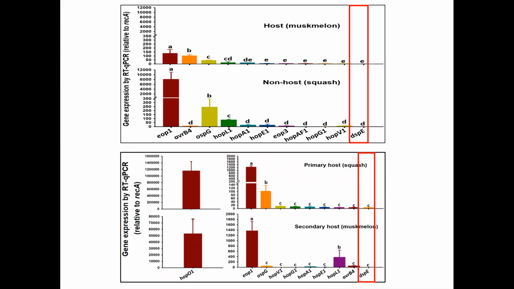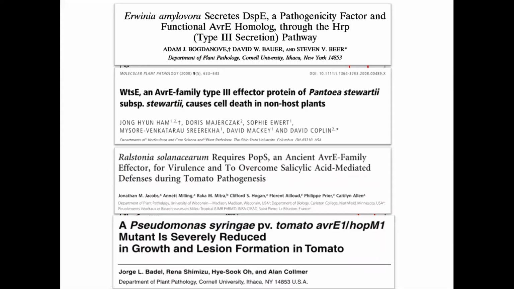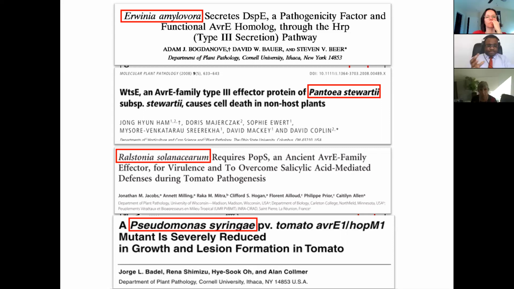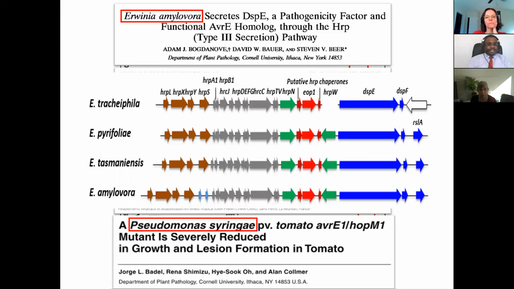Although DspE was barely expressed in both melon and squash strains in both respective hosts, it is an important pathogenicity determinant among many plant pathogenic bacteria, including Erwinia amylovora, Pantoea stewartii, Ralstonia solanacearum, and Pseudomonas syringae. It's a big gene, about 5 kb, and similar to Eopt1, it is highly conserved within the Erwinia genus. So we explored this gene as a pathogenicity candidate.